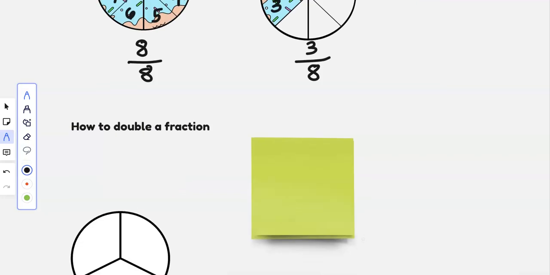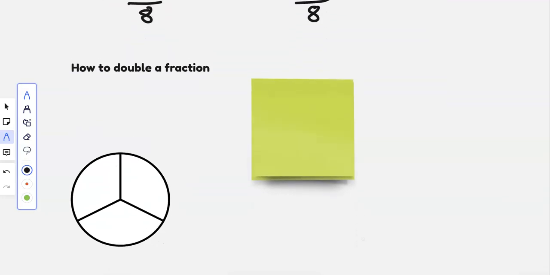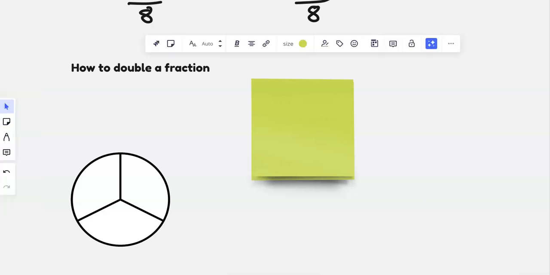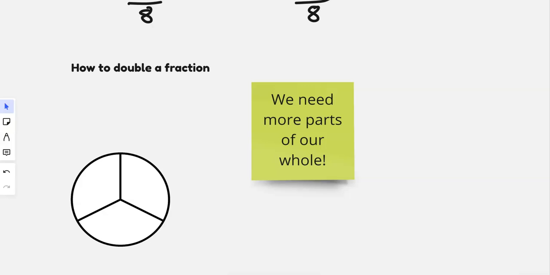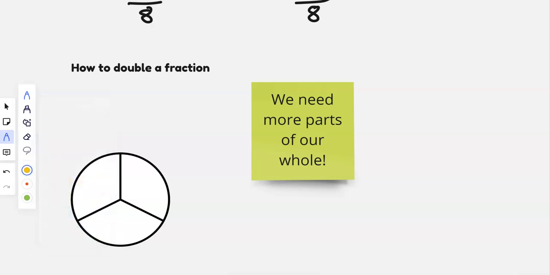Okay, now that we have the basics down, how do you double a fraction? We double fractions all the time when we're cooking. So when you're doubling a fraction, what that tells us is that we need more parts of our whole. We're doubling how many parts of our whole we have, but we're not changing the size of our whole. So let's say that we have 1/3. Let's color in 1/3. There's 3 pieces to this circle, and there's 1 colored. So this is going to represent 1/3.